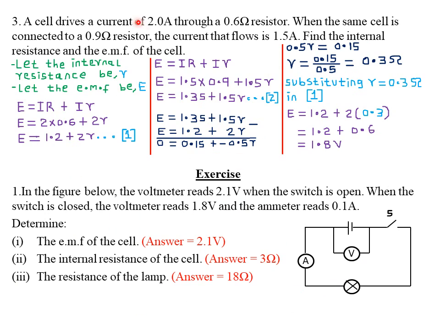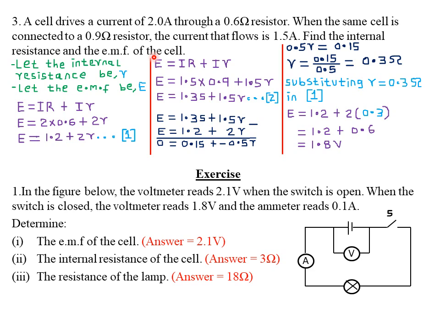Next, we look at our last example, which reads that a cell drives a current of 2.0 amperes through a 0.6 ohm resistor. So when the same cell is connected to a 0.9 ohm resistor, the current that flows is 1.5 amperes. So find the internal resistance and the EMF of the cell.